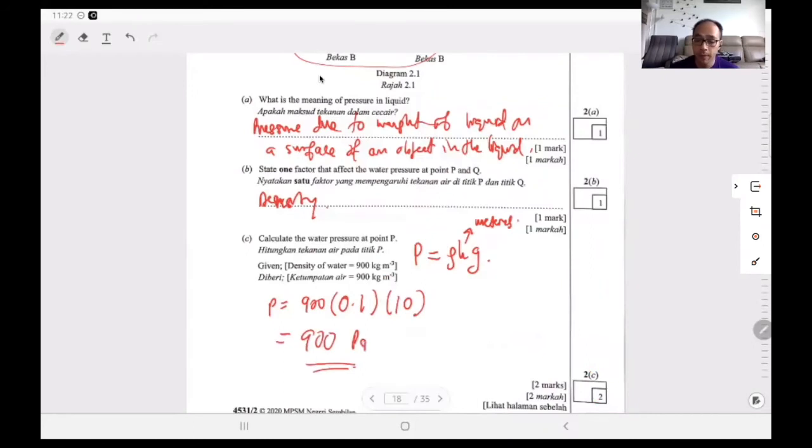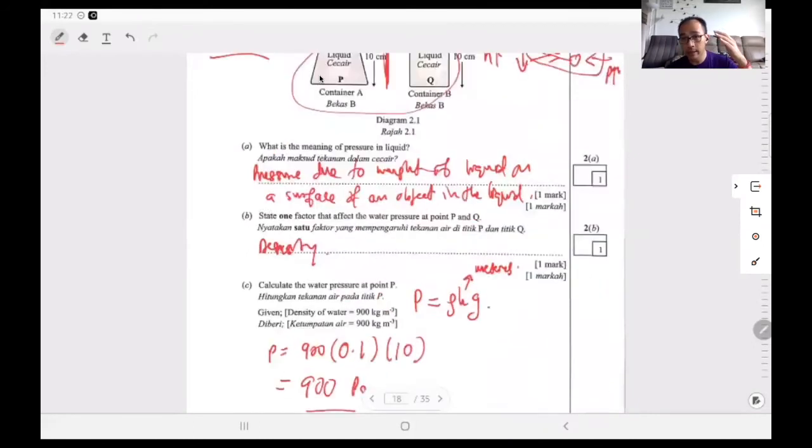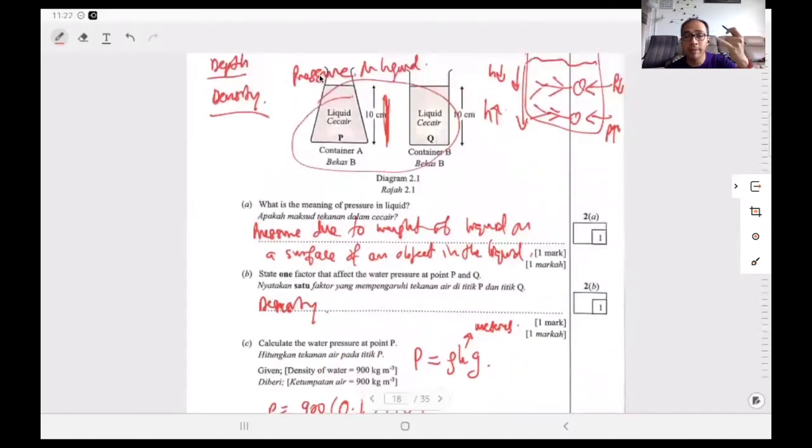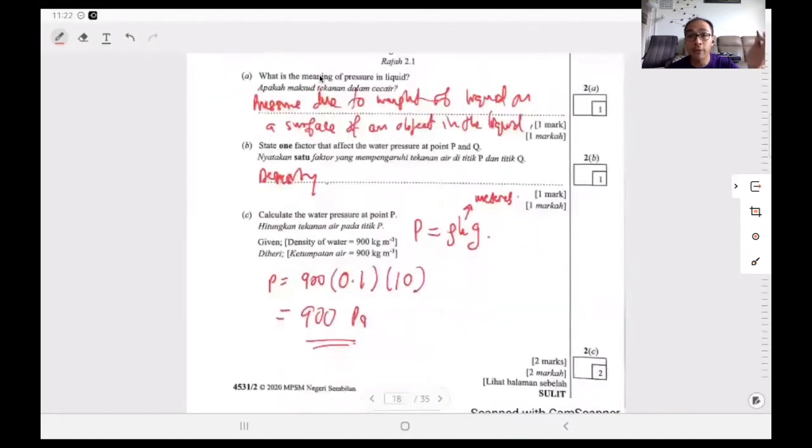Okay, so take this as a revision. Just remember the definition, remember the two factors that affect it. And also remember the only formula that is involved in water pressure, which is P equals h rho g. Fine.